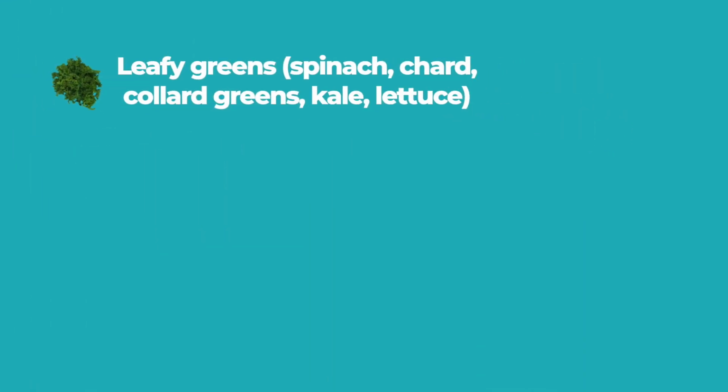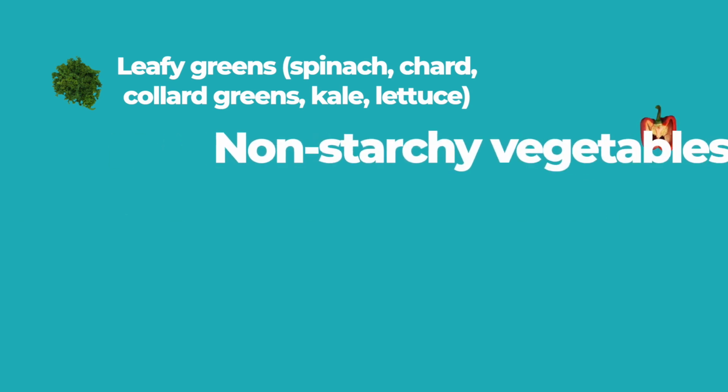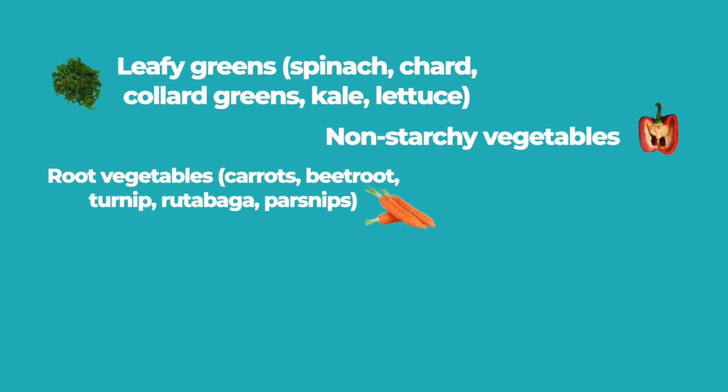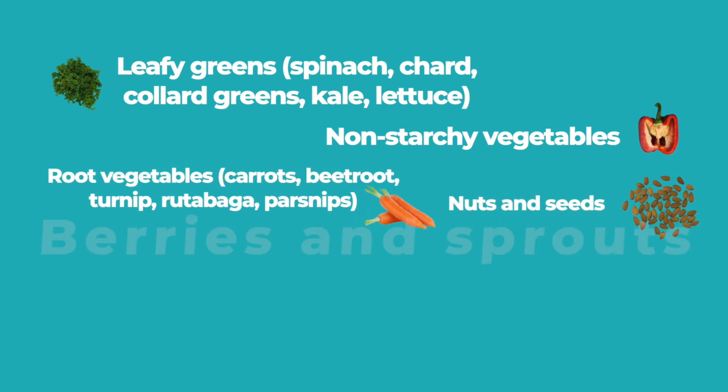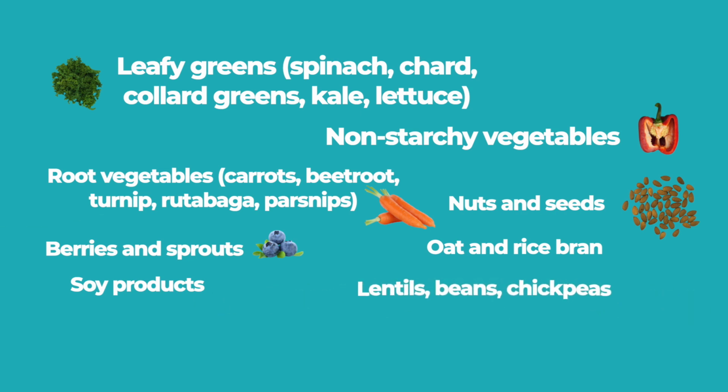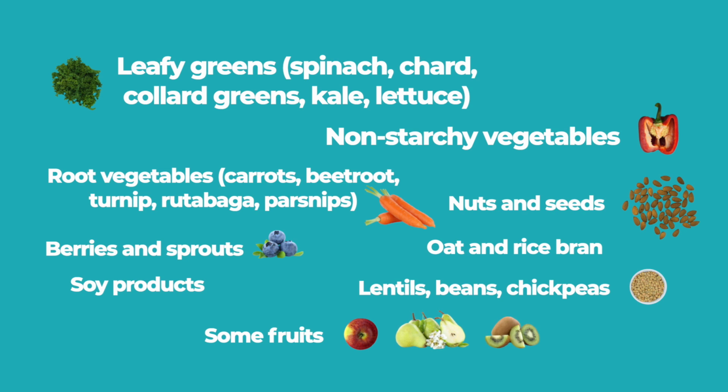Let's get on with low, medium, and high glycemic foods. Remember that the full list with specifications is in my low glycemic diet guide, which you can download following the link in description. Low glycemic foods are leafy greens, all the non-starchy vegetables, some root vegetables like carrots, beetroot, turnip, rutabaga, parsnips, nuts and seeds, berries, sprouts, oat bran and rice bran, soy products if unsweetened, unhulled lentils, beans and chickpeas, and fruits like apples, pears, kiwi, watermelon, and grapefruit.